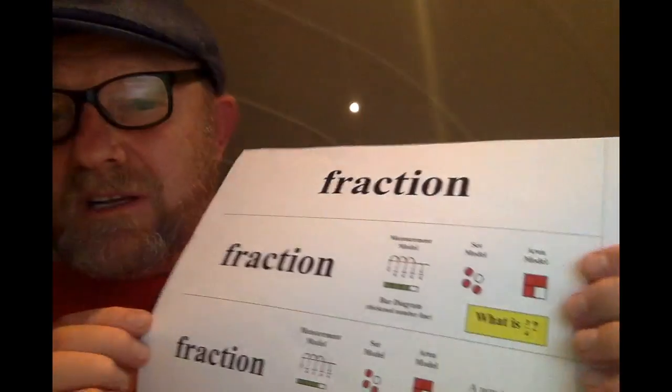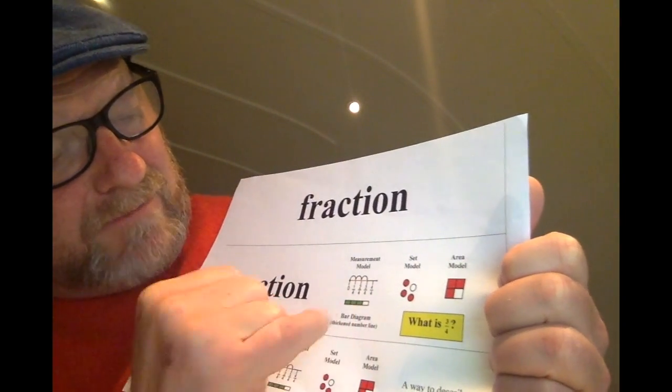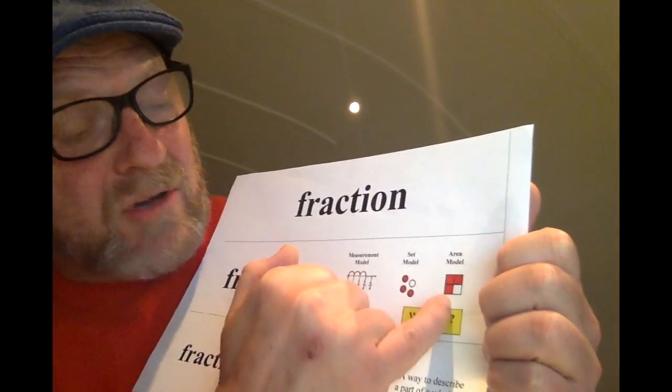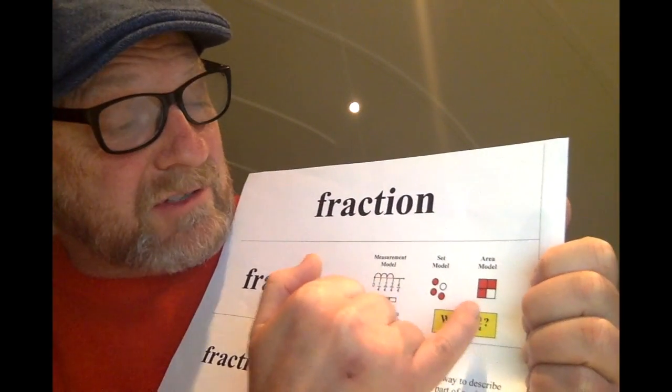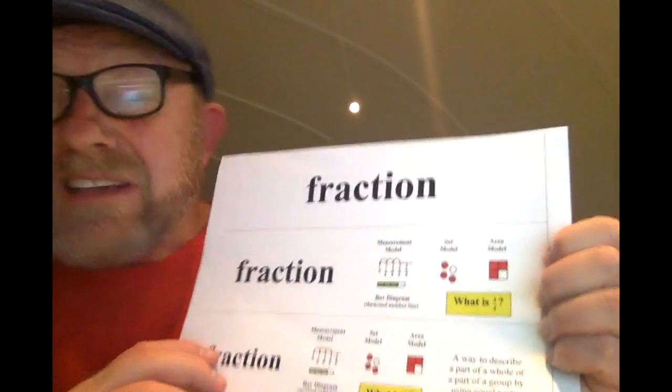So a fraction can come in many different shapes and forms. A fraction can come in a bar diagram. A fraction can come in a number line. What we're going to look at today is an area model, and that'll be with squares or circles. This is a set model, which is one of a number of a group. So that's how we're looking at fractions today, our common fractions.